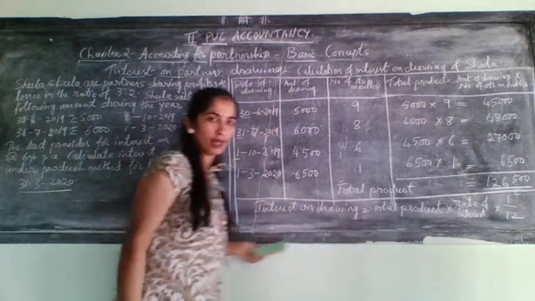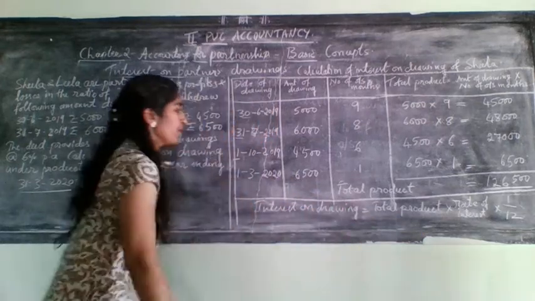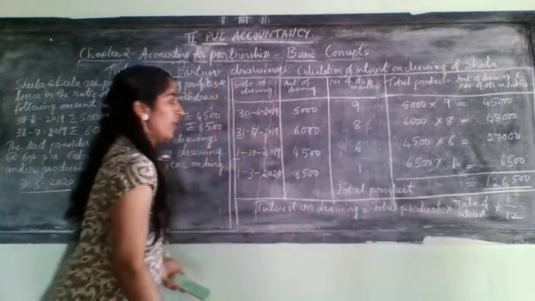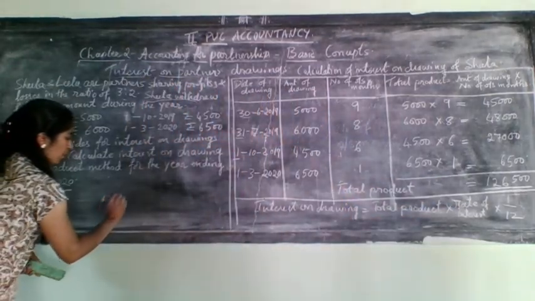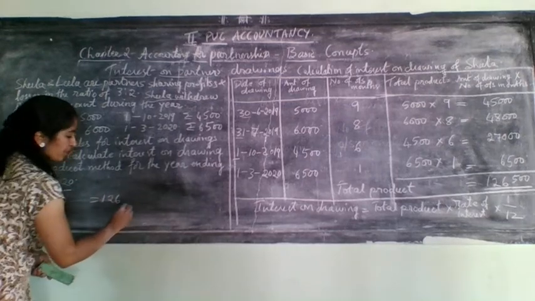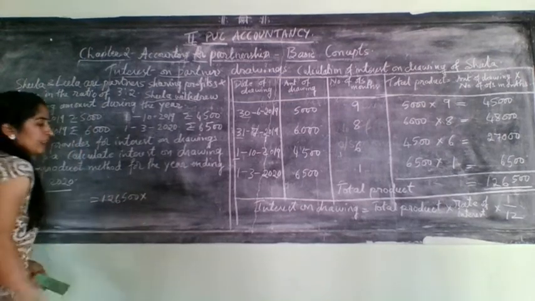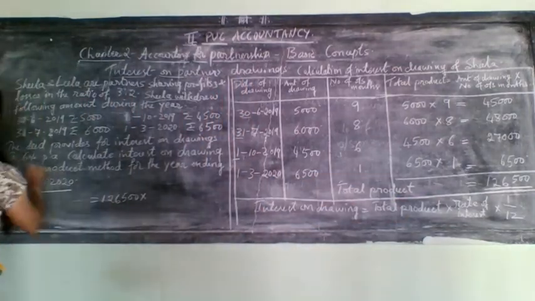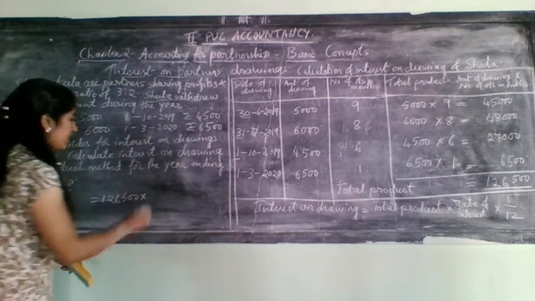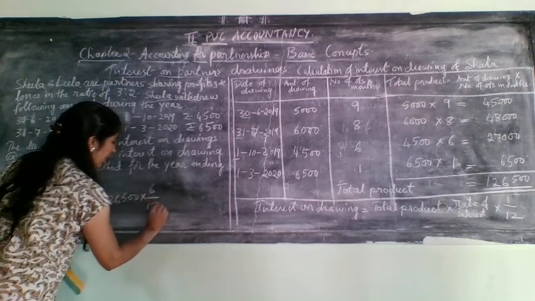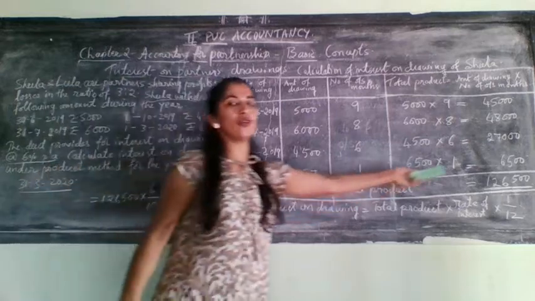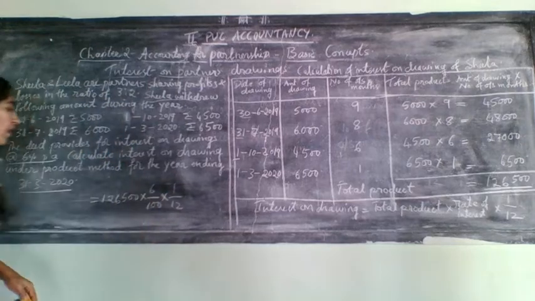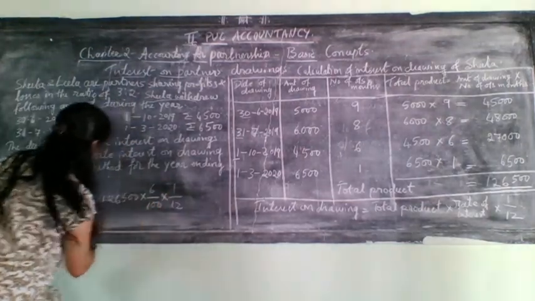I am not having place, so I am writing here. You should write below this. Okay. Total product, just now we got the answer. How much is it? 1,26,500. Correct. Next, rate of interest. What is the rate of interest? It is given in the problem. It is 6%. That means 6 divided by 100 and into how much? 1 by 12. We are calculating it for 1 month.